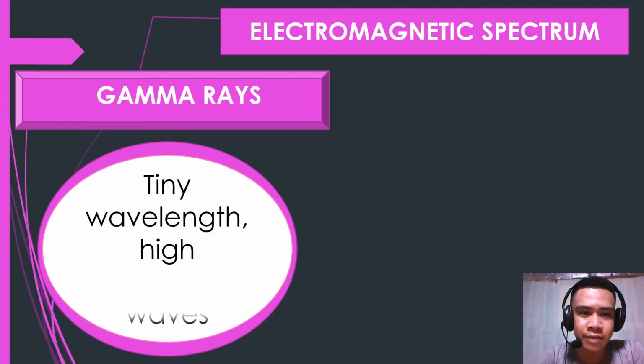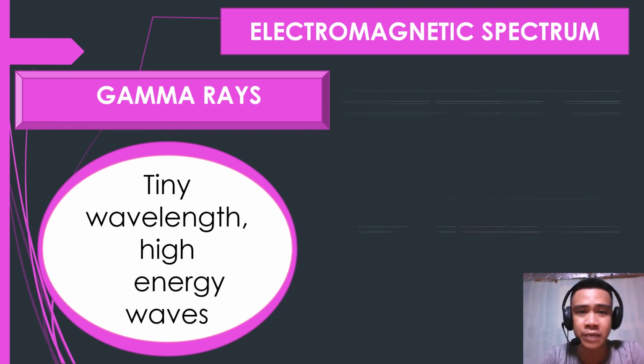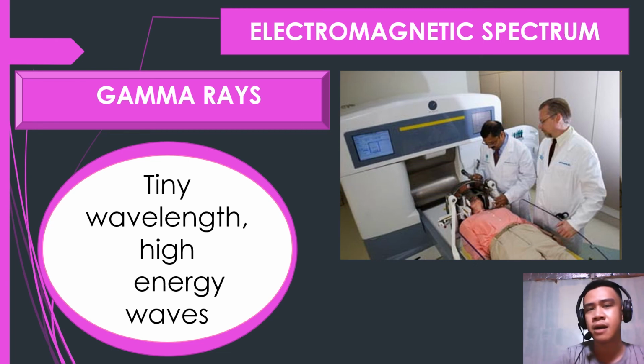Gamma rays have a tiny wavelength and are high energy waves. Gamma rays have a shorter wavelength and higher frequency than X-rays, carry the greatest amount of energy, and penetrate the most. Doctors use gamma ray imaging to see inside our body, and the biggest gamma ray generator of all is the universe.